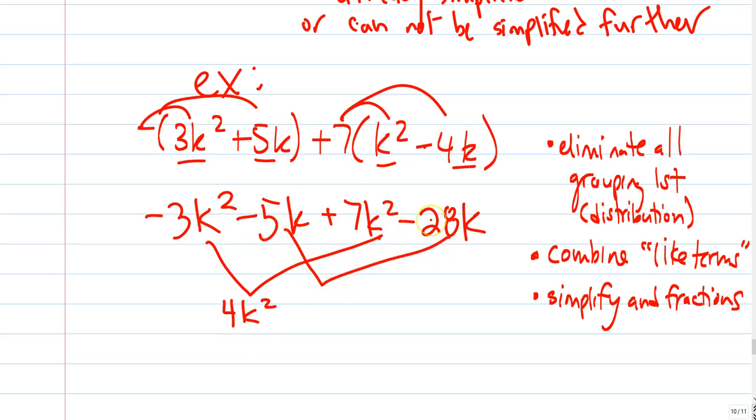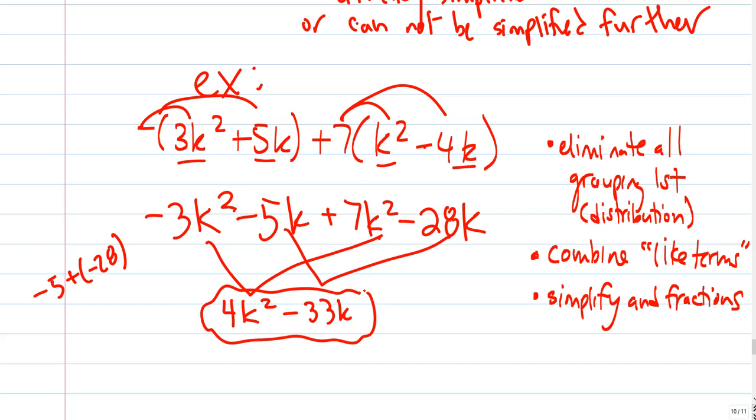Negative 5 minus 28, in my mind, I'm thinking as an addition problem, where those negatives combine to give us negative 33k. Now, if I had a problem that had fractions at the end, I would need to make sure that I would simplify anything I can at the end, simplify those fractions. But that's it. That should be it for the end of the chapter.